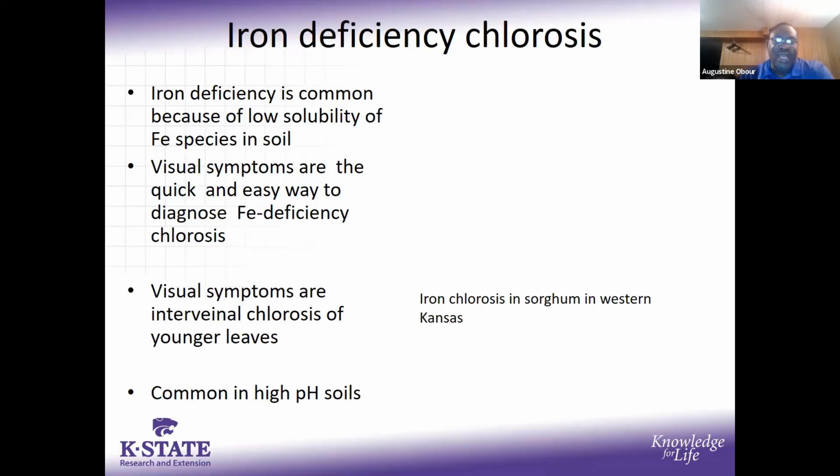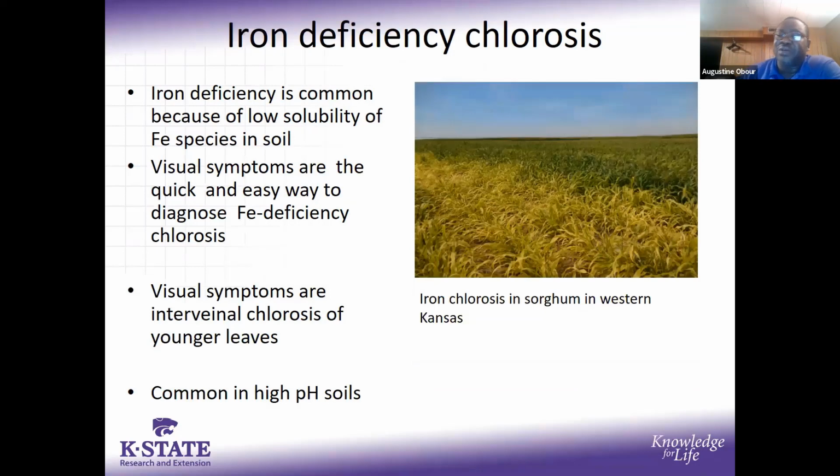Iron deficiency, like I said, is a problem in high pH soils because the iron is very low in solubility because of the forms that we have, like the oxides and hydroxides that are low in solubility in high pH conditions. We tend to have iron deficiency in these soils.